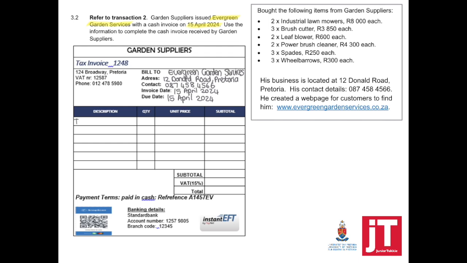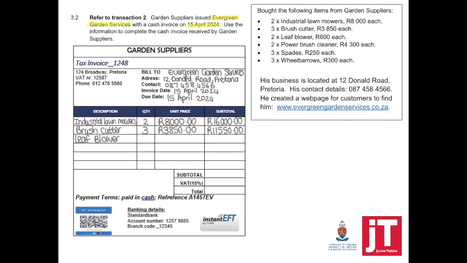And now we're going to look at what items was purchased. And then we list, we've purchased 2 industrial lawn mowers and the unit price was 8,000 each. So the total, 8,000 times 2 equals 16,000. Then we've purchased brush cutters. How many items? So we list the quantity, the price per item, and then we have to calculate, but what is the total of those 3 items? So we take the unit price times the quantity.